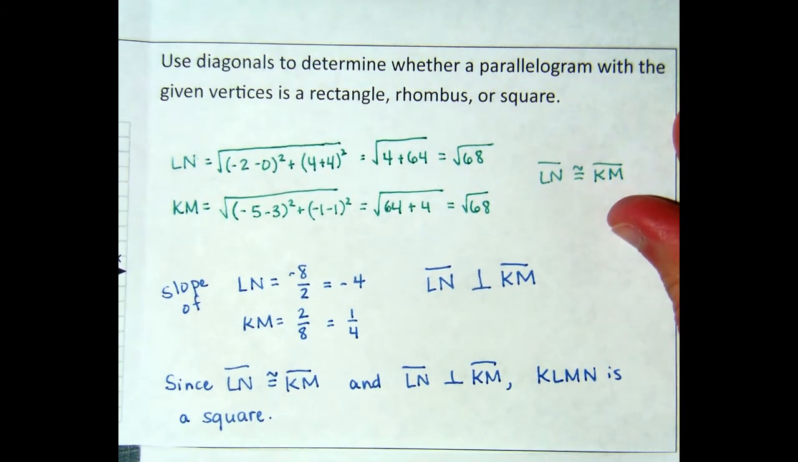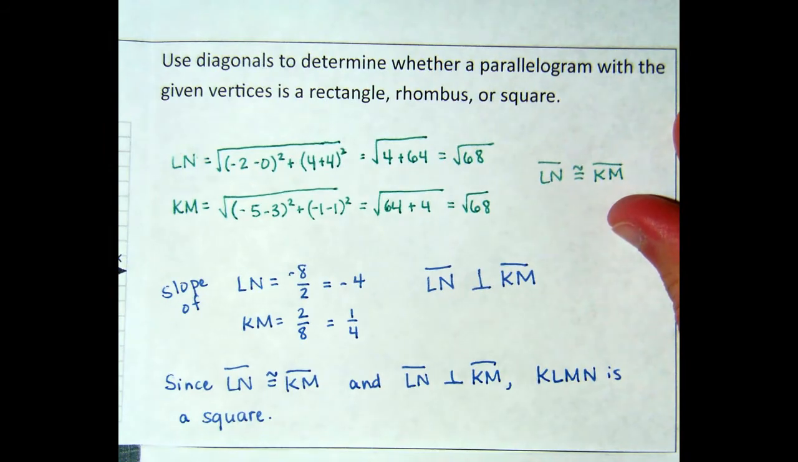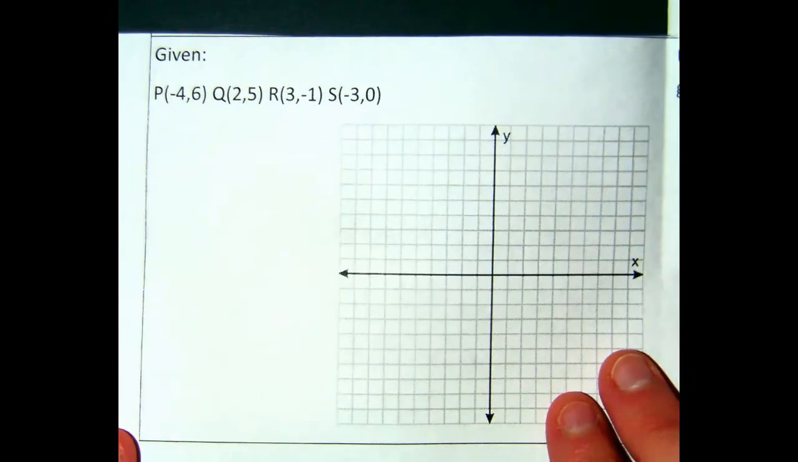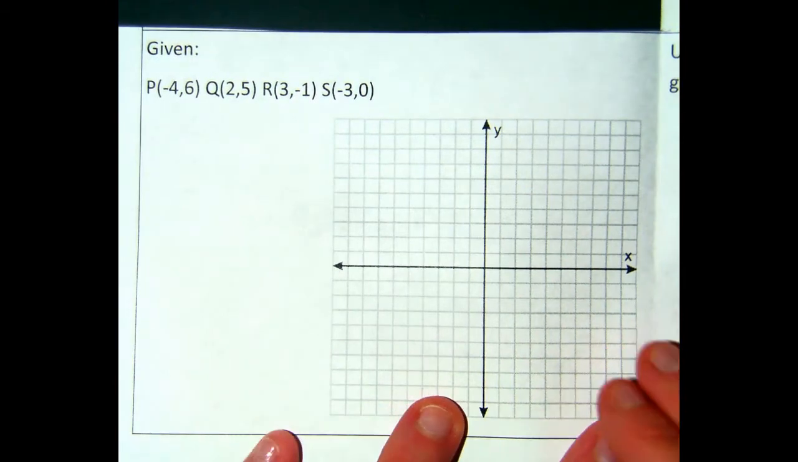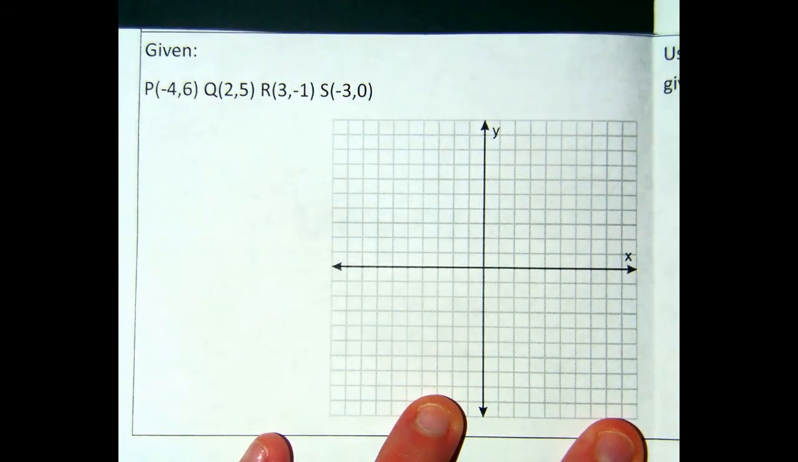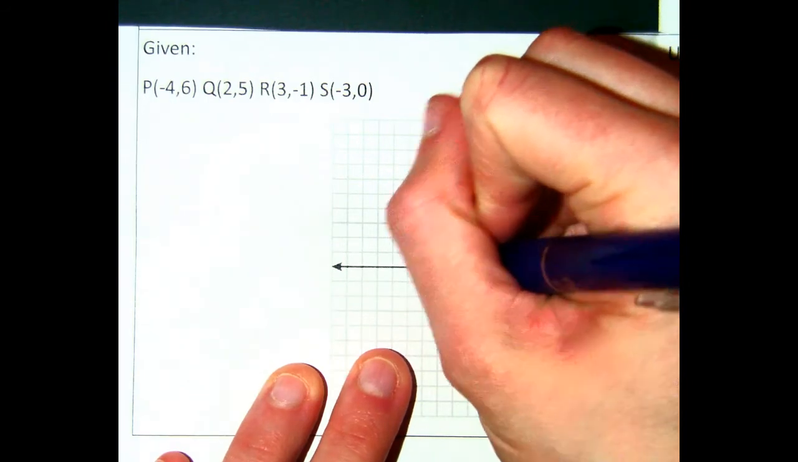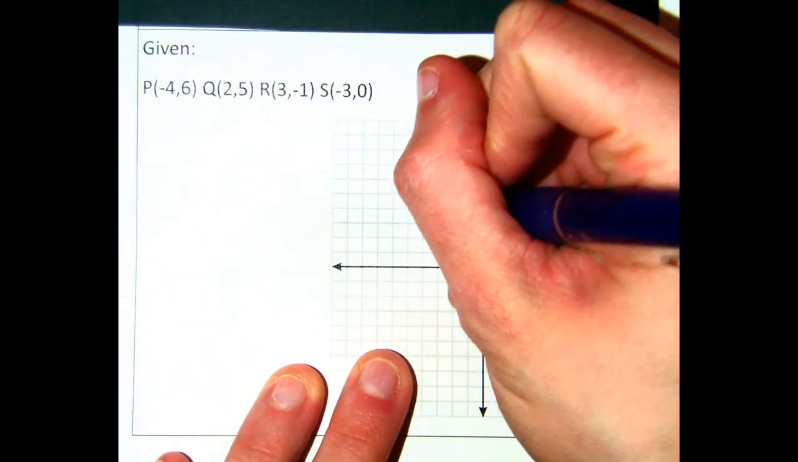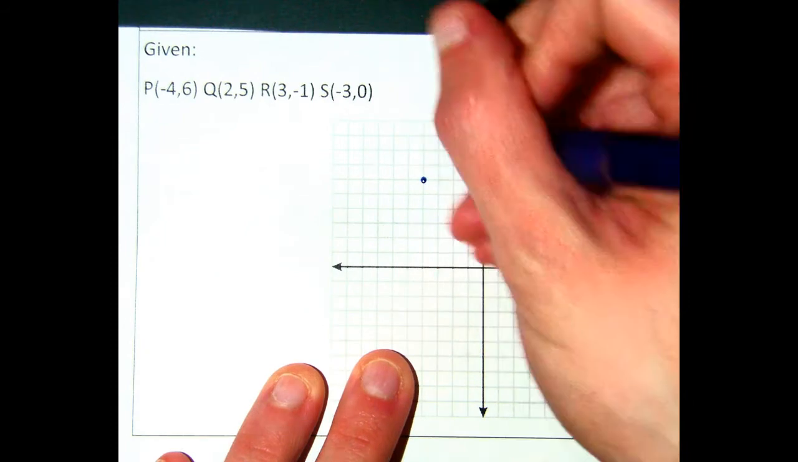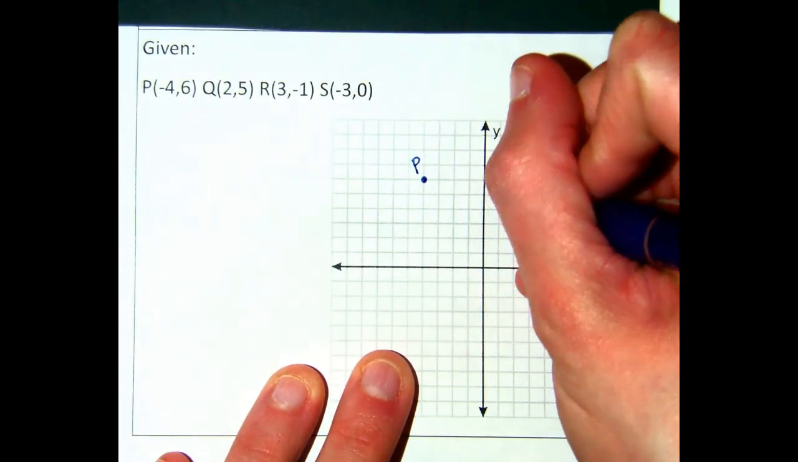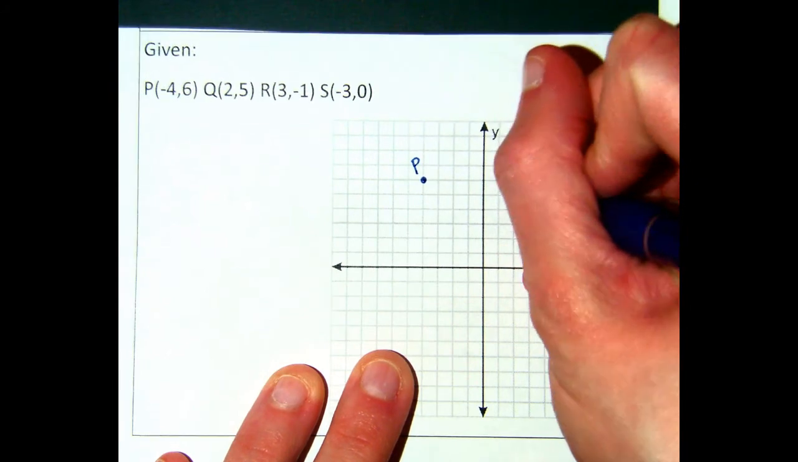Example 4 is the exact same directions. So I'm going to leave it there for a second. It'd probably be a good idea if you tried it yourself. I'll show you the graph here. You're supposed to determine whether it is a rectangle, rhombus, or square. It's always a good idea to practice on your own, if you were doing this and not just watching it for review.